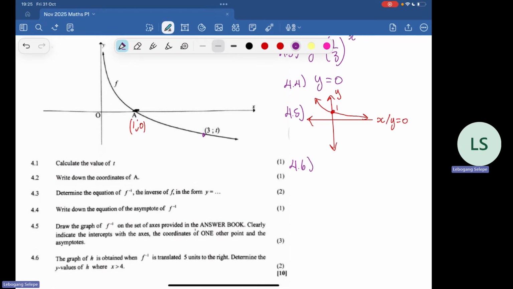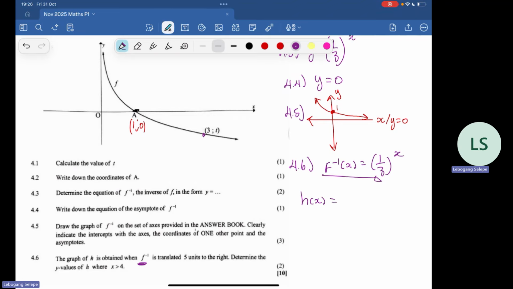The graph of h is obtained when this, the inverse, is translated 5 units to the right. So remember, the inverse, let's call it f to the power -1 of x, is equal to 1 over 3 to the power x, right? This is the graph. So if I move this graph 5 units to the right, my graph would be h at x.